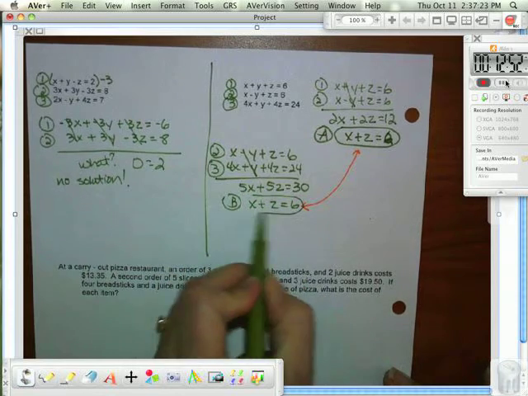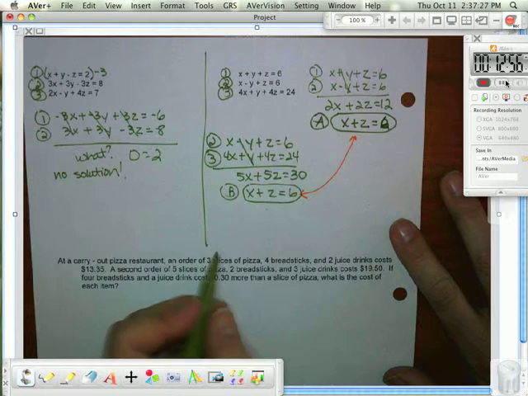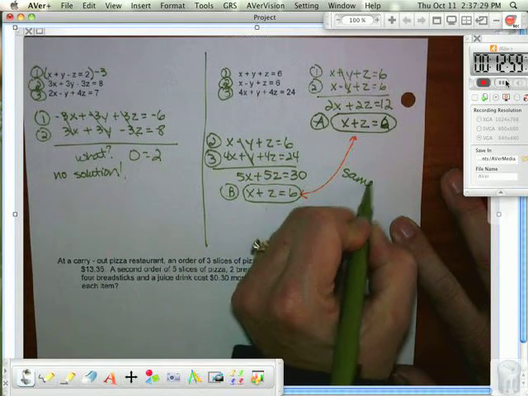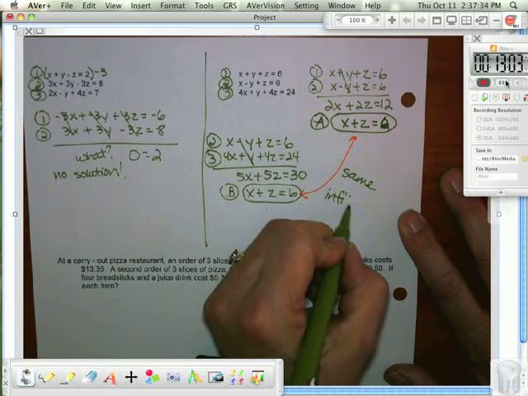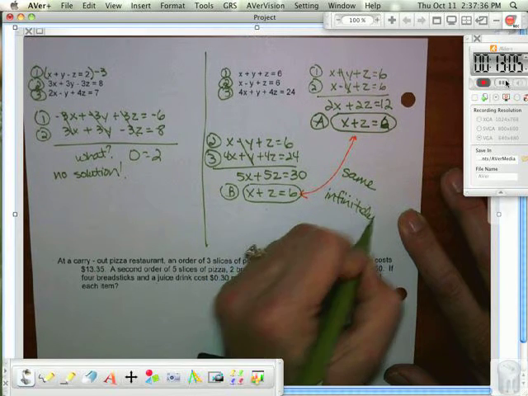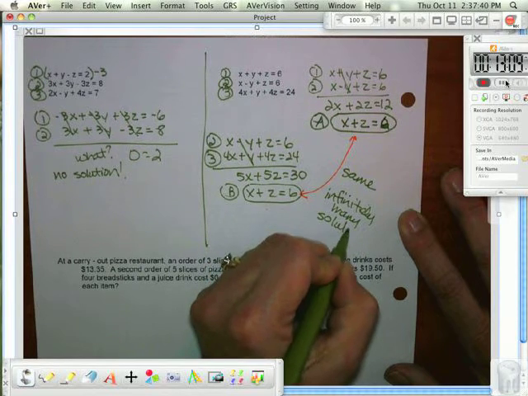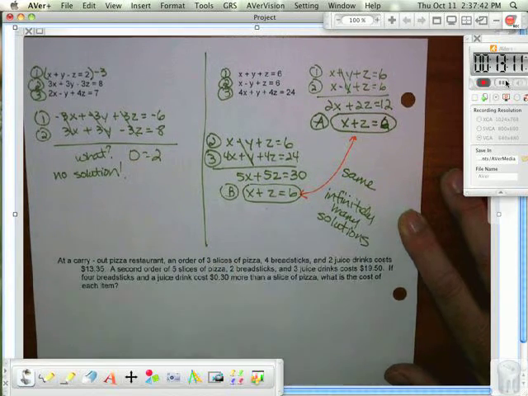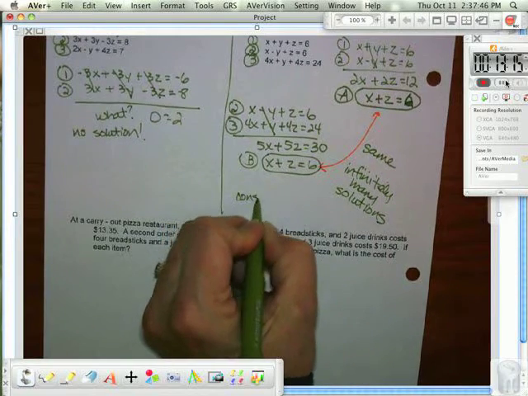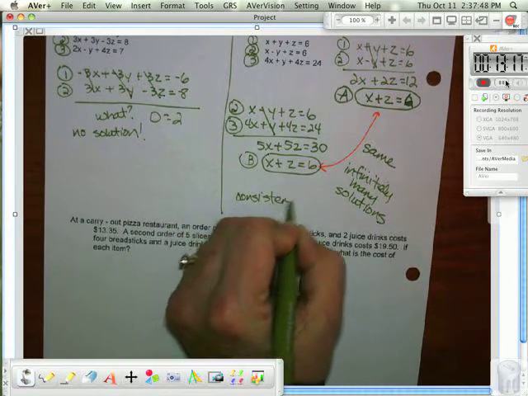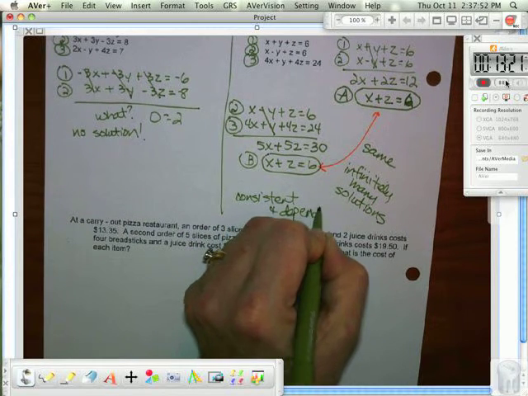So that means what? It's going to be one of those where all the planes intersect at a line. Infinitely many solutions, which is also consistent and dependent. Consistent and dependent. And only 2 of the equations need to be identical. Okay? All right.